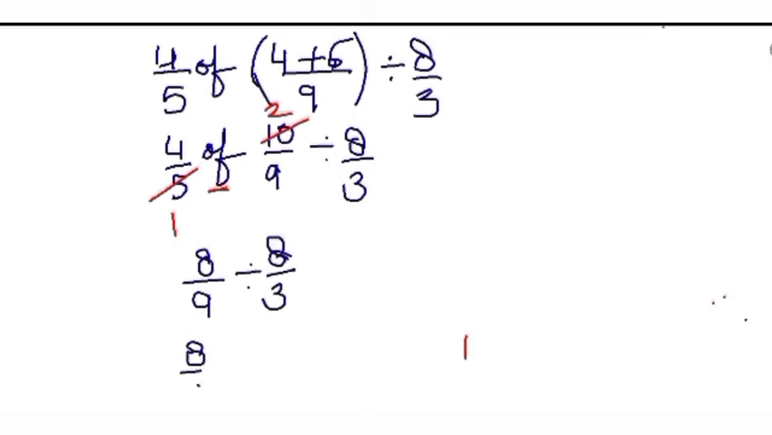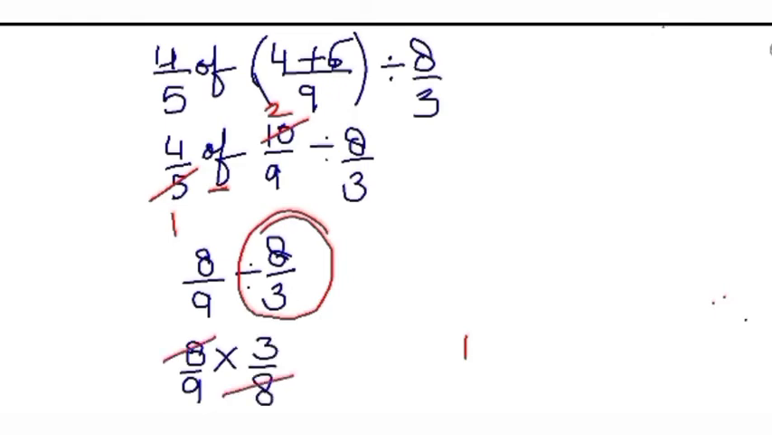Write the first fraction the same, replace the division sign with multiplication, and write the reciprocal of the next fraction, which is 3 upon 8. This numerator and this denominator both are divisible by 8. So cut them. 8 1s are 8, 8 1s are 8, 3 1s are 3, 3 3s are 9.